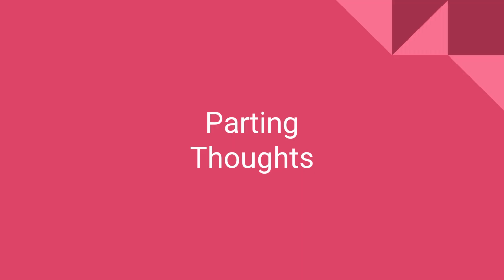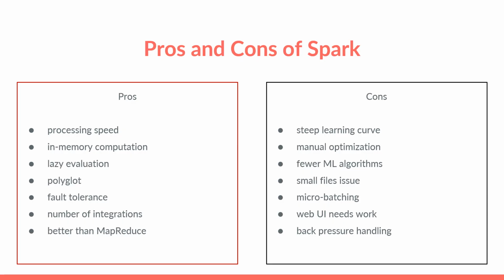Now for some parting thoughts. Spark's pros include: it's a very fast distributed compute engine. It attempts to keep as much data in memory as possible to reduce computation latency. It supports lazy evaluation, allowing a developer to chain together many operations and to defer actual computation until necessary.